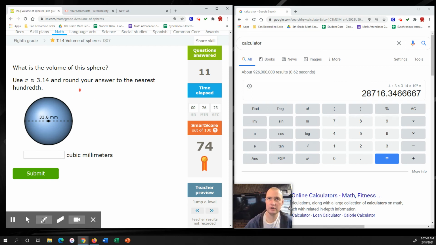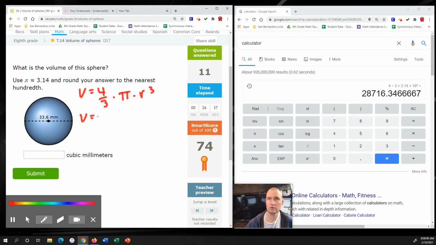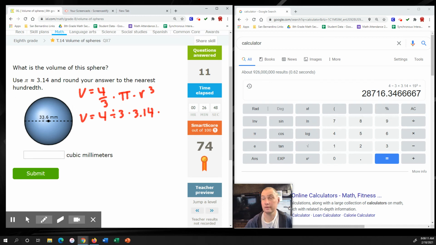Okay, next up we got volume equals 4 over 3 times pi times r to the third power. Volume equals 4 divide 3 times 3.14 times, oh, and that's just great. They gave us 33.6 on a diameter. I don't care because I'm going to use a calculator to cut it in half. So don't complicate it. All right, so yeah, 33.6.